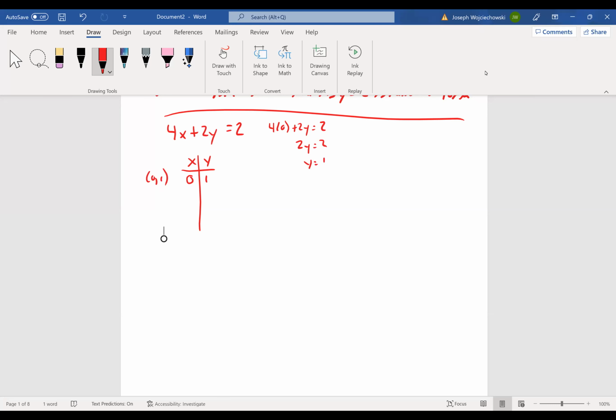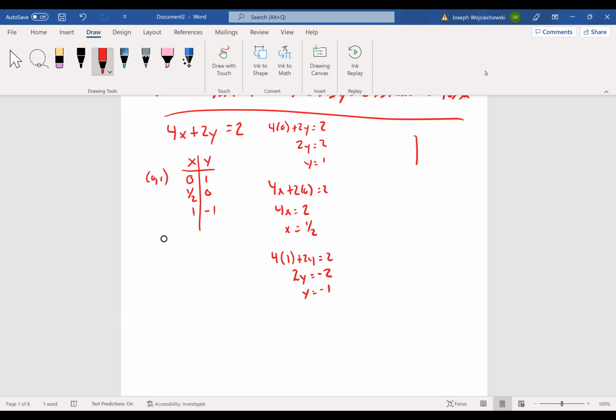Okay, well, let's let y equal 0 and see what happens. That gives me 4x plus 2 times 0 equals 2. 4x equals 2, so x equals 1/2. And then let's just pick another random point. Well, let's let x equal 1. What do I end up with? 4 times 1 plus 2y equals 2. So subtract 4 from both sides, I get 2y equals -2, y equals -1.